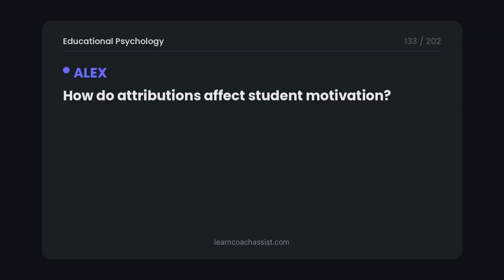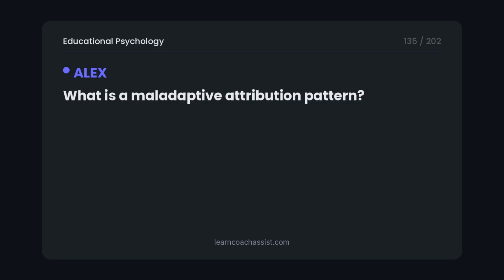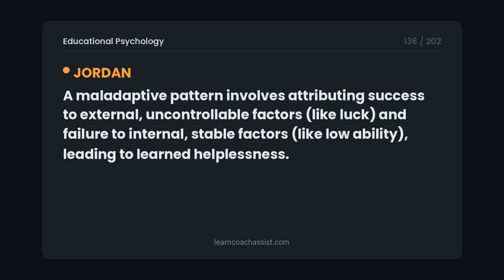How do attributions affect student motivation? Students who attribute failure to lack of effort, internal, unstable, controllable, are more motivated than those who attribute it to lack of ability, internal, stable, uncontrollable. What is a maladaptive attribution pattern? A maladaptive pattern involves attributing success to external, uncontrollable factors, like luck, and failure to internal, stable factors, like low ability, leading to learned helplessness.